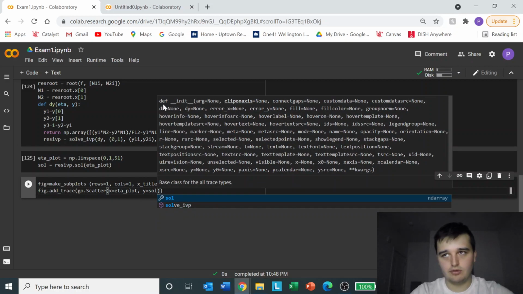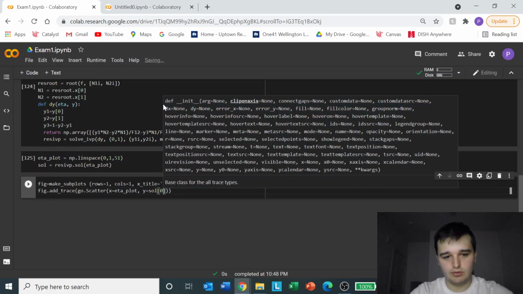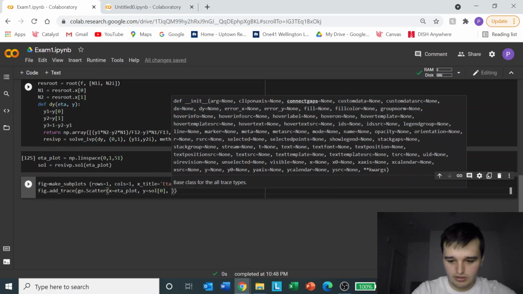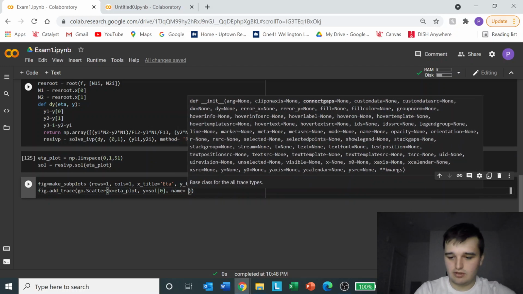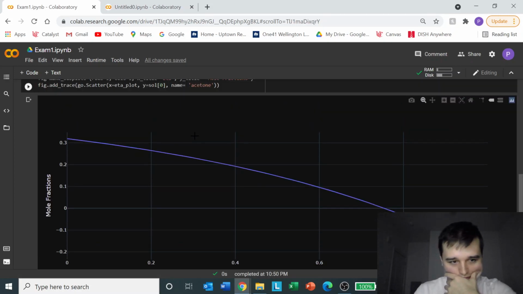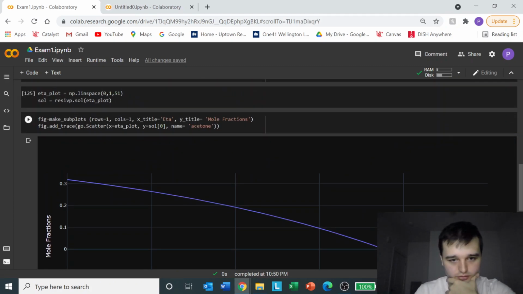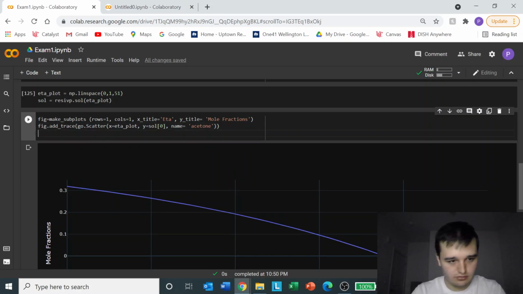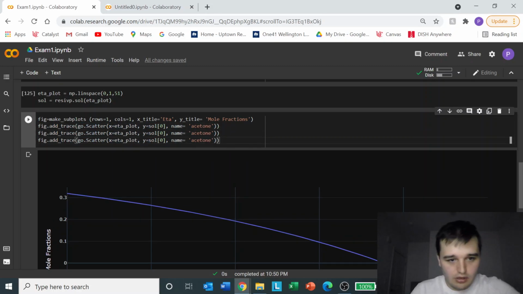we're doing acetone right now. So the first element of the y's will be y0, and then name equal to acetone. So let's say shift enter and see what it is. Okay, that looks good to me. So let's go ahead and control C, and do that a couple more times.